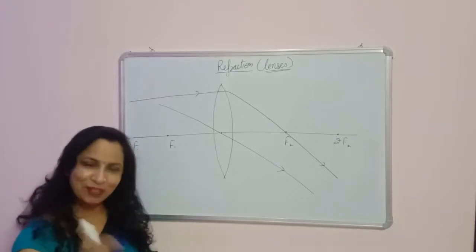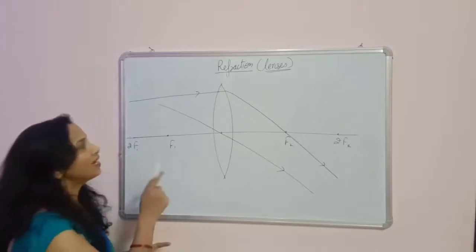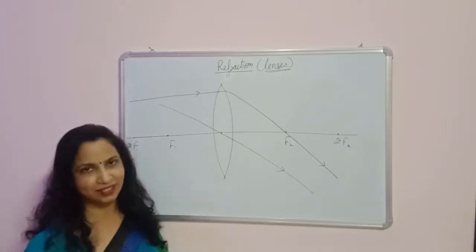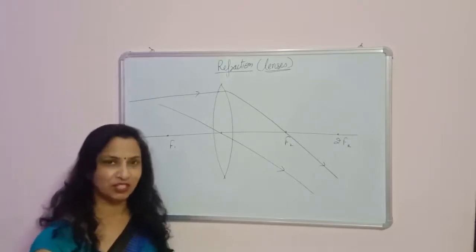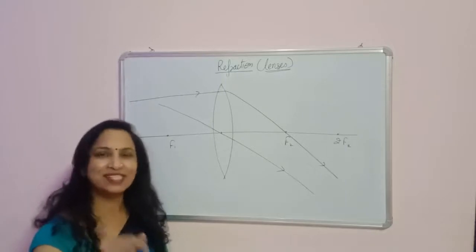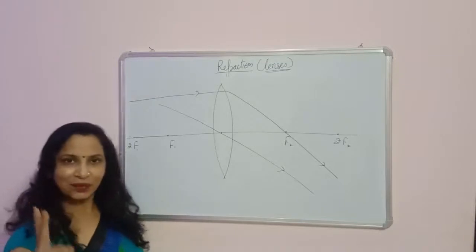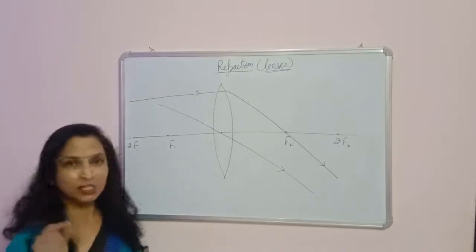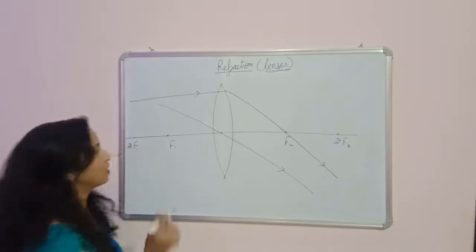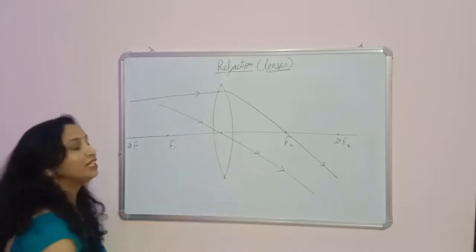I'm going to repeat my question. Why does the light which is coming towards the optical center pass straight without any deviation? So this is a question for you. Now the second rule, you will write the second rule. The second rule is, the ray which passes through the optical center passes straight without any deviation.